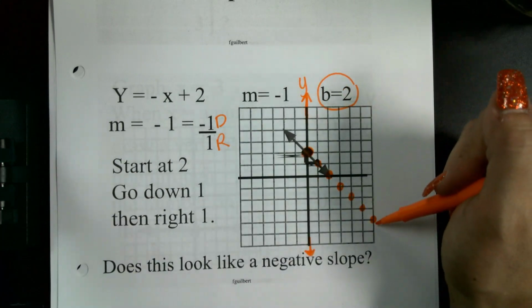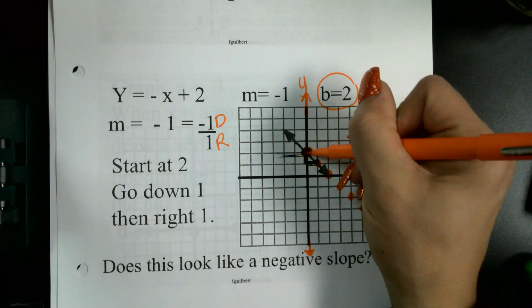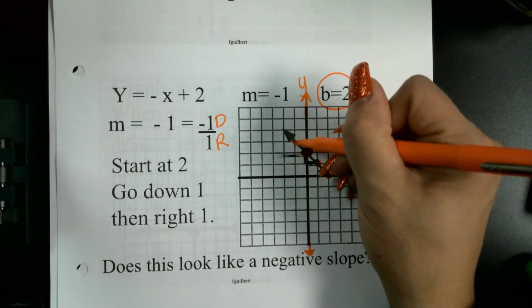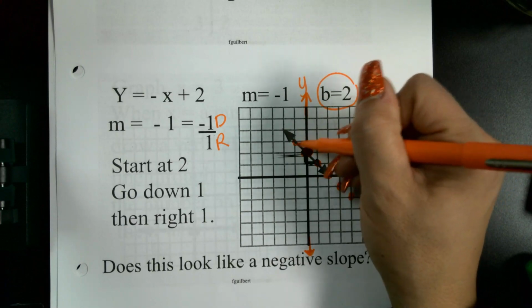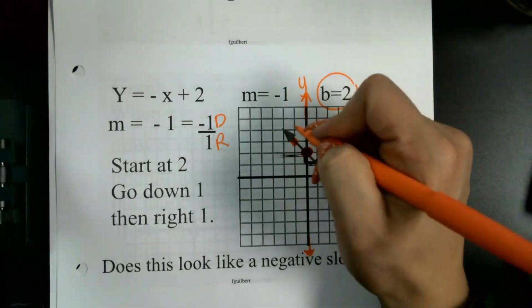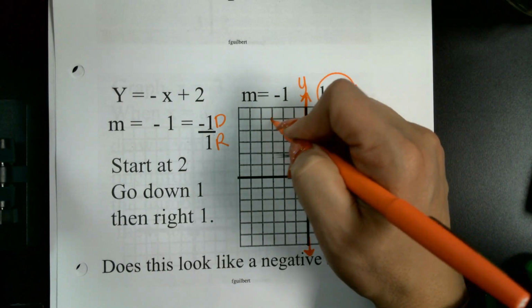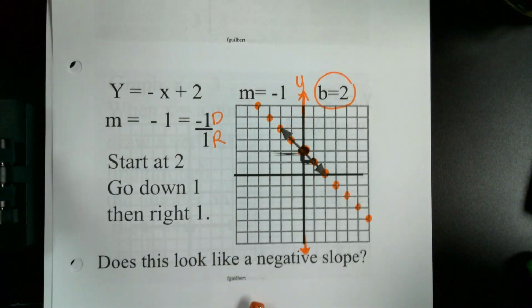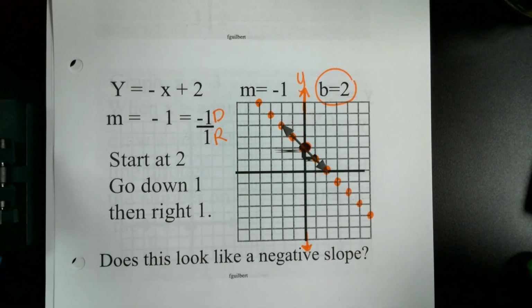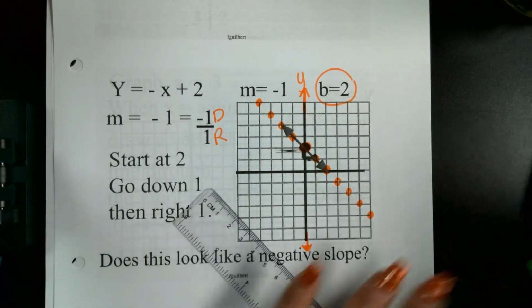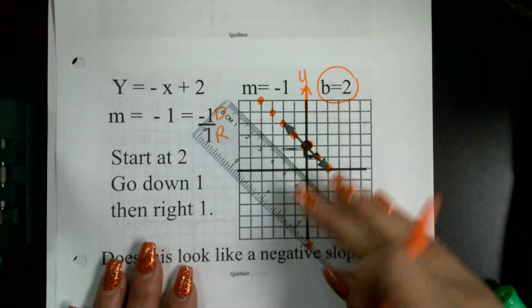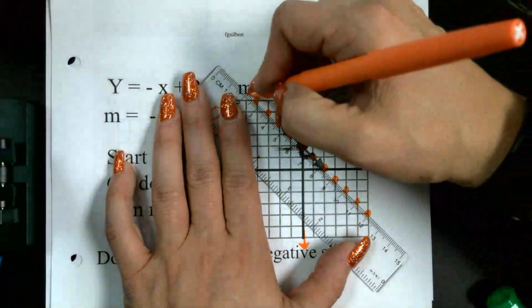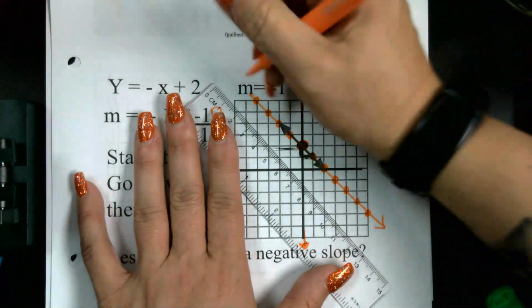Now that I'm out of room, I would go back to my starting point, and where would we go instead? Up 1, left 1. Yeah. And then up 1, left 1, up 1, left 1, up 1, left 1. Anytime you have a slope of -1 or +1, you can get a lot of points on your graph. And then I know you guys grabbed rulers, so go ahead and extend that line connecting all your points, because that's what you'll have to do on your practice page.